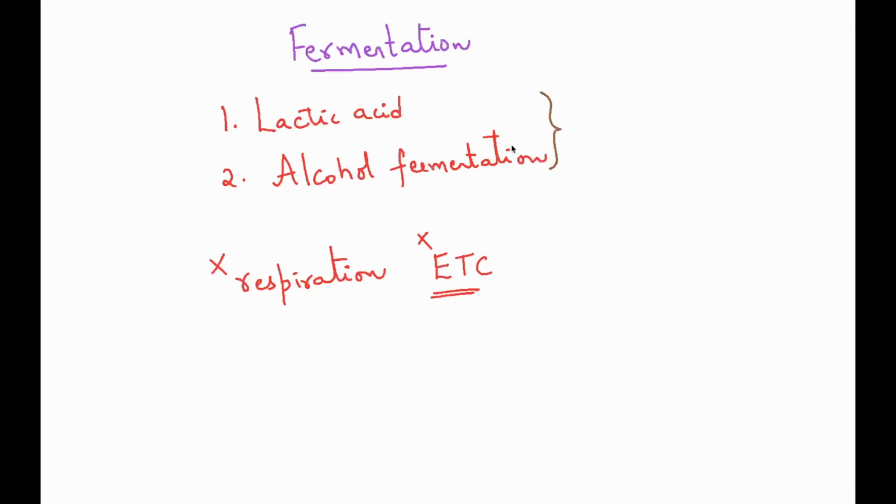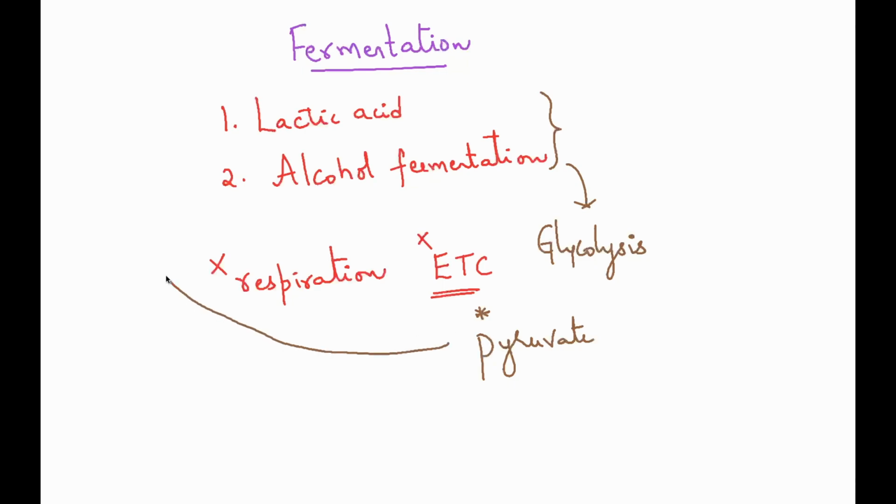In both the forms of fermentation, glycolysis is the first step. So breakdown of glucose to produce pyruvate is the initial step in both the forms of fermentation. Now glycolysis is an ancient pathway and is observed in all the organisms. So depending on the fate of pyruvate, we have two different types of fermentation, which could be lactic acid or alcohol fermentation.